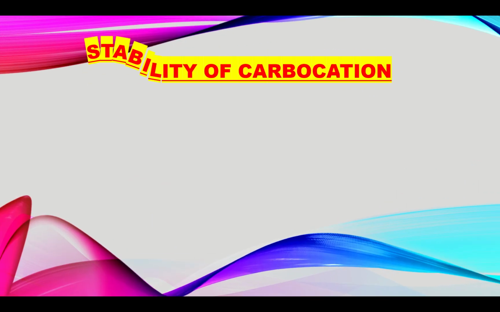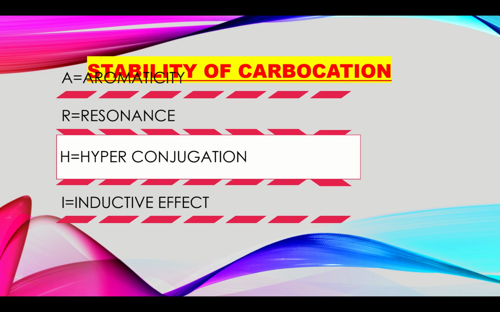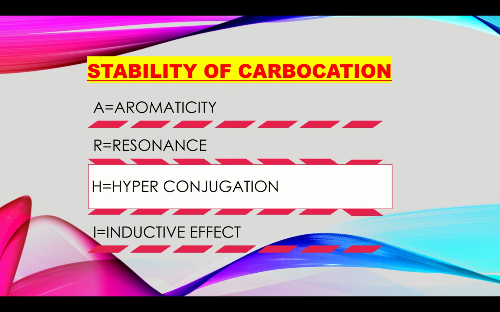and then the stability of the carbocation. On the basis of these four things, you always determine the stability of a carbocation. A, aromaticity; R, resonance; H, hyperconjugation; I, inductive effect. You can always remember this stability order as a simple word, that is RAHI. A means aromaticity, R means resonance, H means hyperconjugation, I means inductive effect.